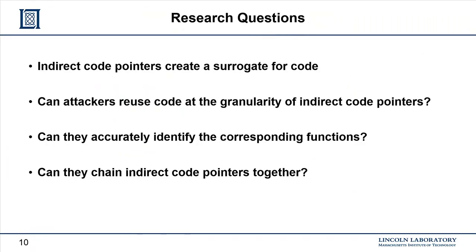So there are a number of research questions that come from this type of technique. The first one is, can an attacker reuse code at the granularity of those indirect code pointers and implement an entire malicious payload just based on those? And if so, can they accurately identify which functions those indirect code pointers correspond to? And can they chain them together in order to build complex payloads? In this work, we show that the answer to all those three questions is yes, unfortunately.